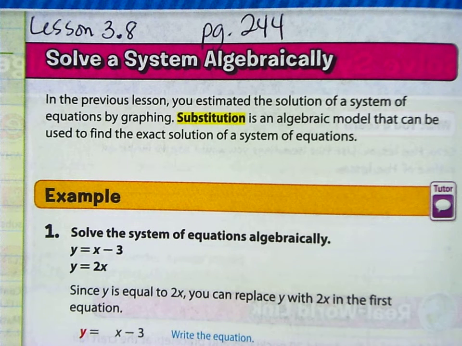All right, we are on page 244 for lesson 3.8, solving a system algebraically. So if you are not there yet, pause the video and please get to that page. Okay, we are going to look at solving a system a different way other than graphing.